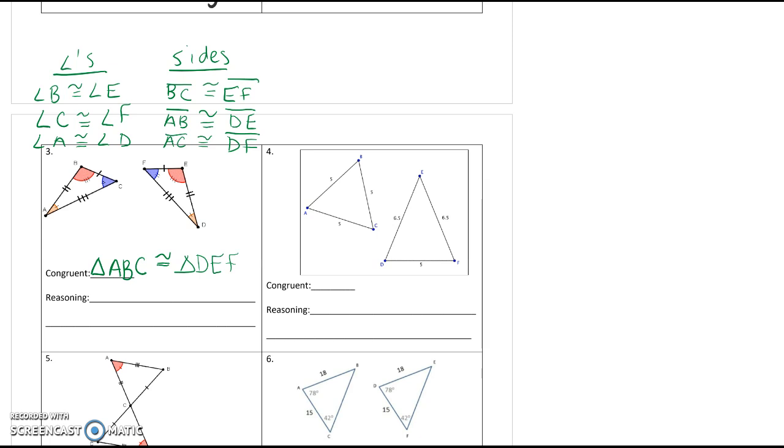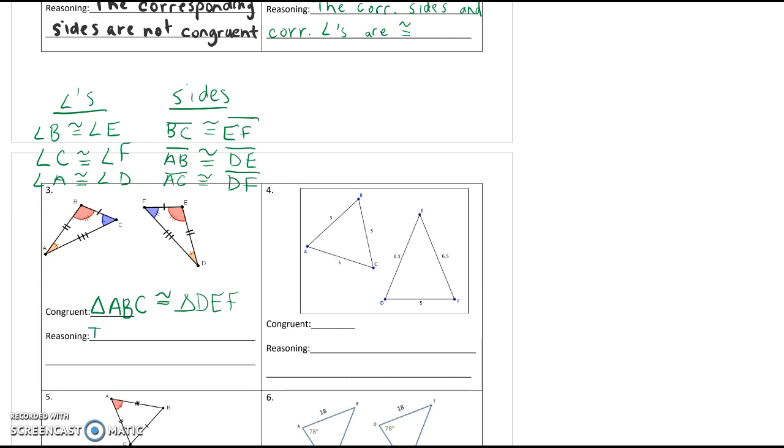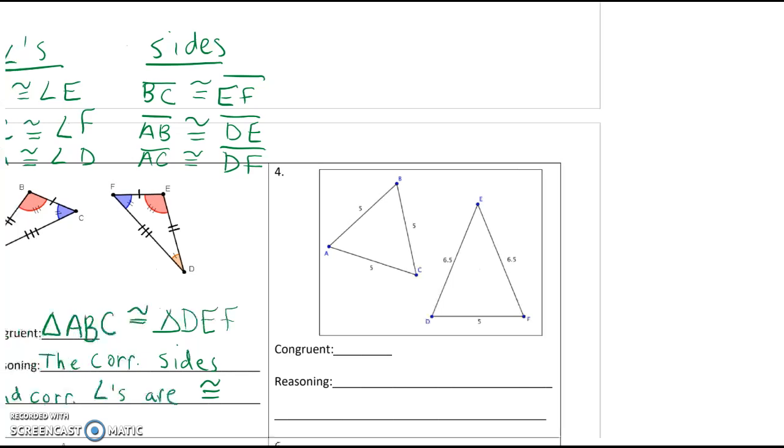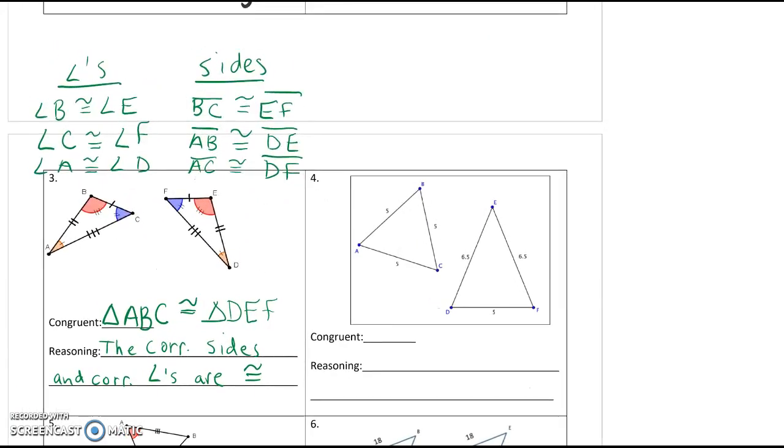Reasoning, the corresponding sides and corresponding angles are congruent. Okay. Let's take a look at number 4. Oh, sorry guys. All right, so let's take a look at the sides.